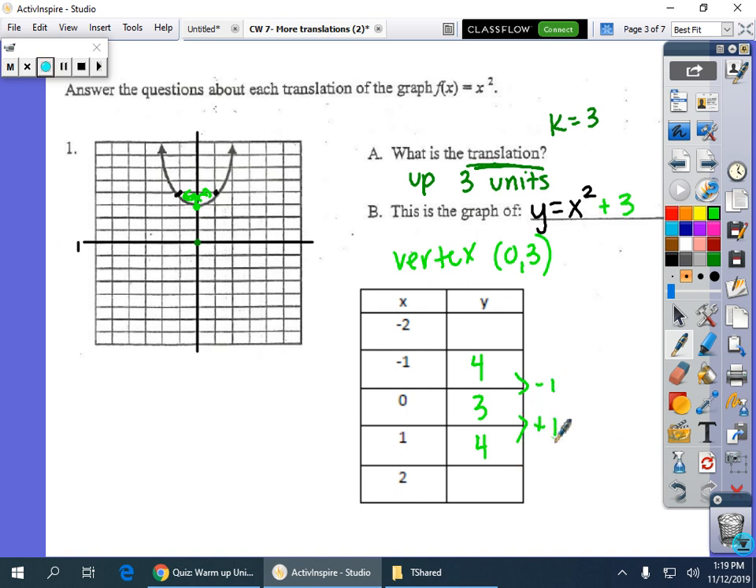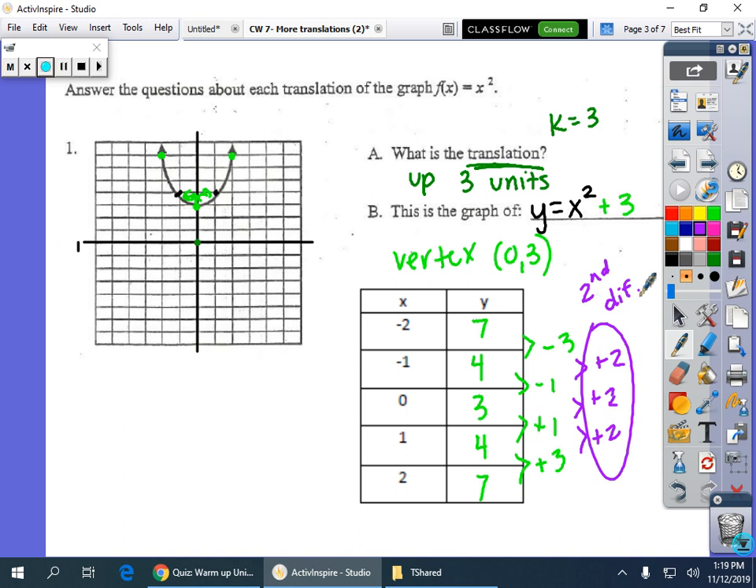And then the next points should be up 3 right 1 and up 3 left 1. So if I'm going 3 more, that's going to be 7, and 2 will also be at 7. Just as a reminder, the whole point of a quadratic function is that the second difference is the same. So that's how you know second difference is the same.